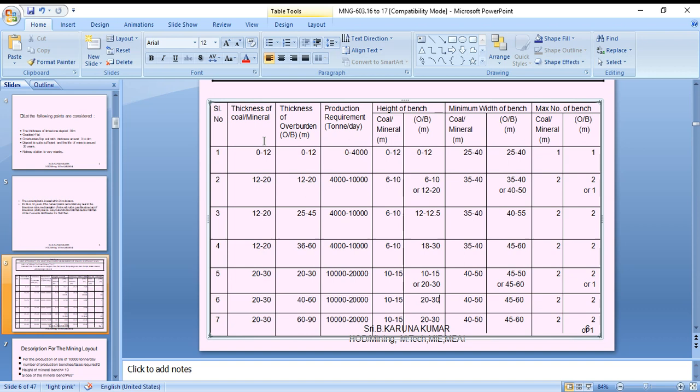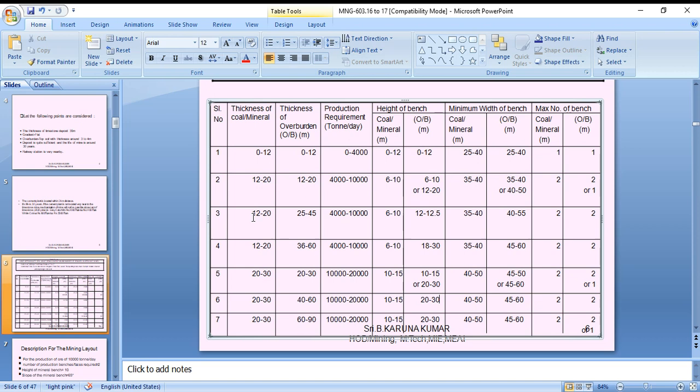So, although earlier our design accepted the dumper width, 2 to 3.5 times is required for the movement of the vehicle. So such conditions also you have to consider. Width of the bench should be maintained at 2R and 2.5R.